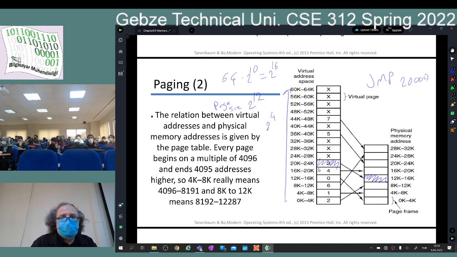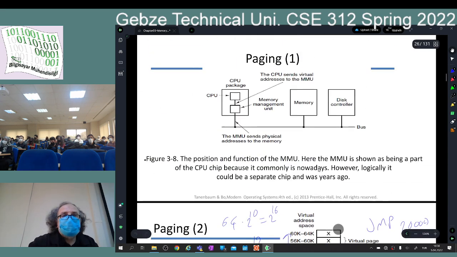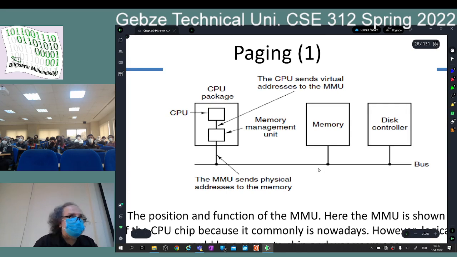The world of physical addresses and the world of virtual addresses are completely different, and my program or the programmer doesn't know anything about them. This paging is completely done transparently by the operating system with the help of the hardware, of course, because each memory reference, whenever it occurs, has to be translated from a virtual address to a physical address, and that's going to be done by the memory management unit.